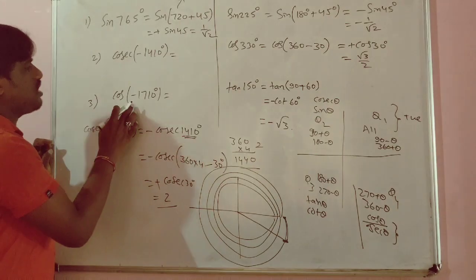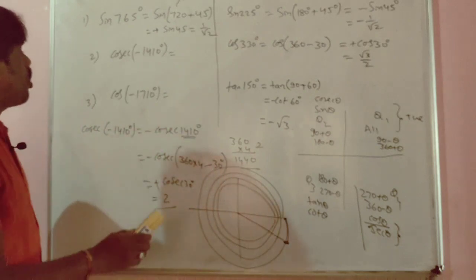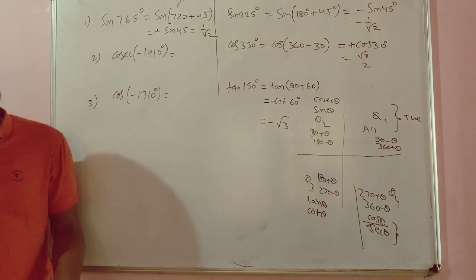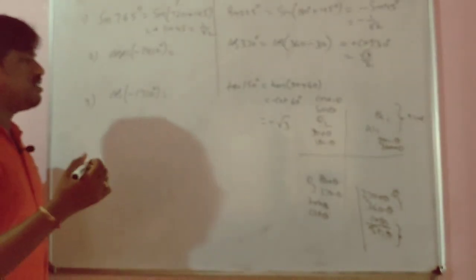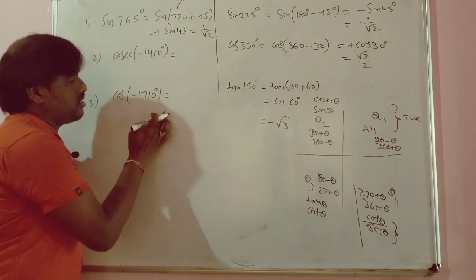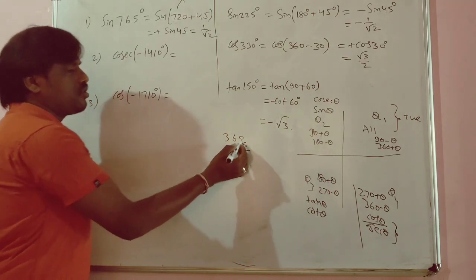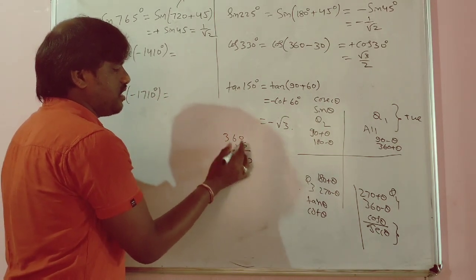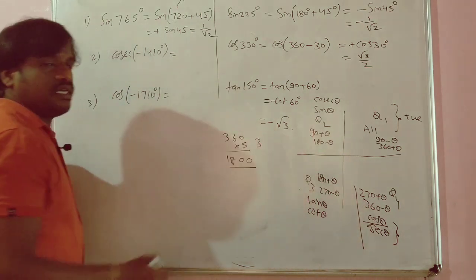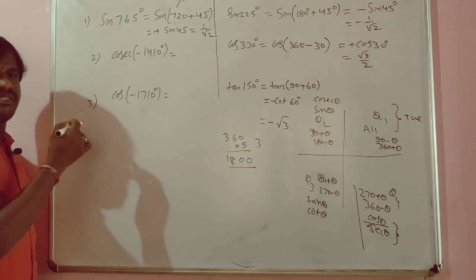Now here you have cos of minus 1710. Let us discuss this one now. So what we do here, let's take a 360 multiple. 5 times I am checking. 5 6s are 30, 5 3s are 15, 1800 I am getting. Yes, 1800 is more than that.